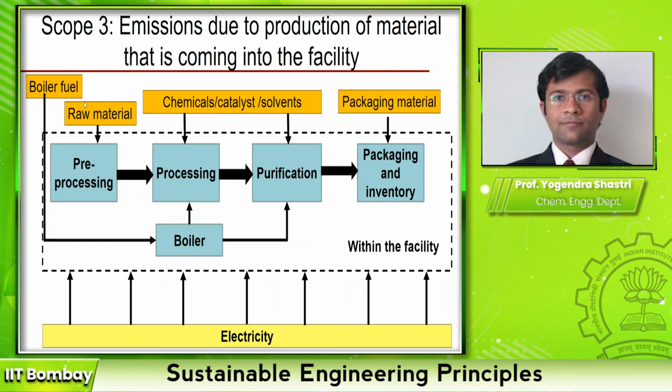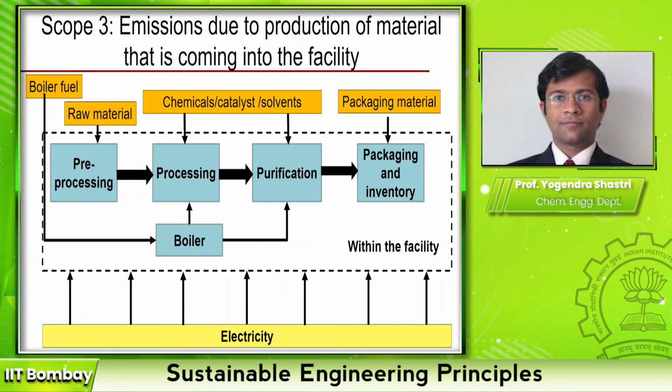So any raw material that you use will require some processing, some purification, some activities which will lead to carbon emissions, and those will come under scope 3. Any chemical that is manufactured, again emissions because of that will come under scope 3. Similarly for the packaging material. So all these, which we can classify as indirect emissions, will come under scope 3.